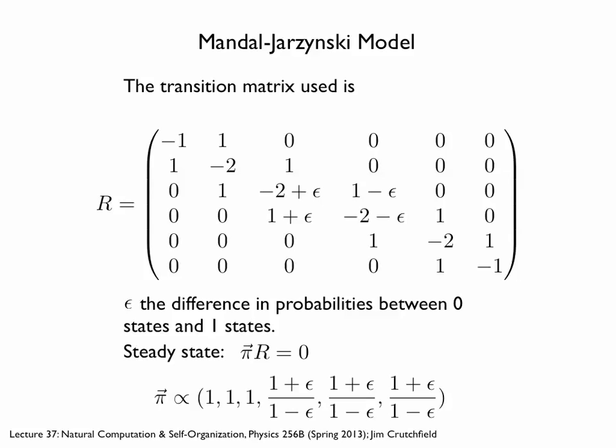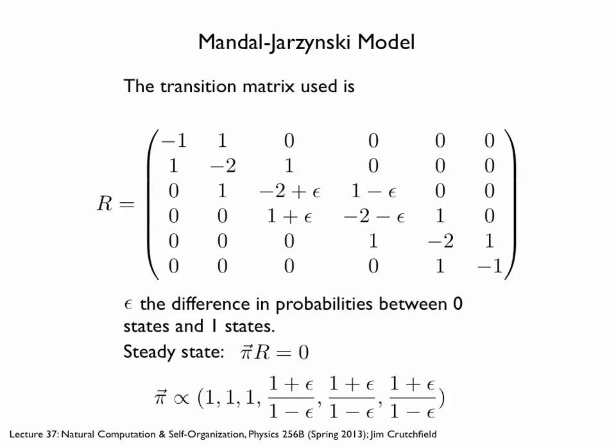So all the diagonal elements are negative, meaning that once you're in your state, you can only transition out of it or stay in it, or you have some probability of transitioning out of it. But also notice that we have this epsilon factor right here. And this epsilon factor parameterizes the energy difference between the 0 states and the 1 states.